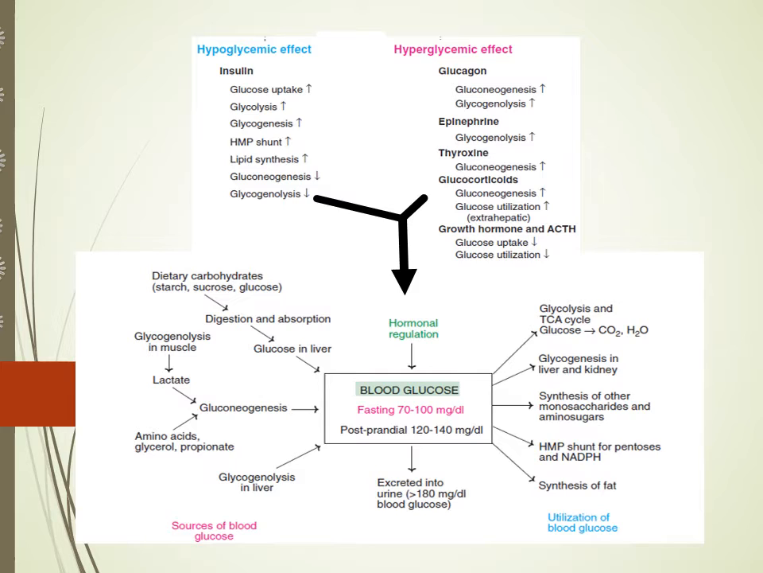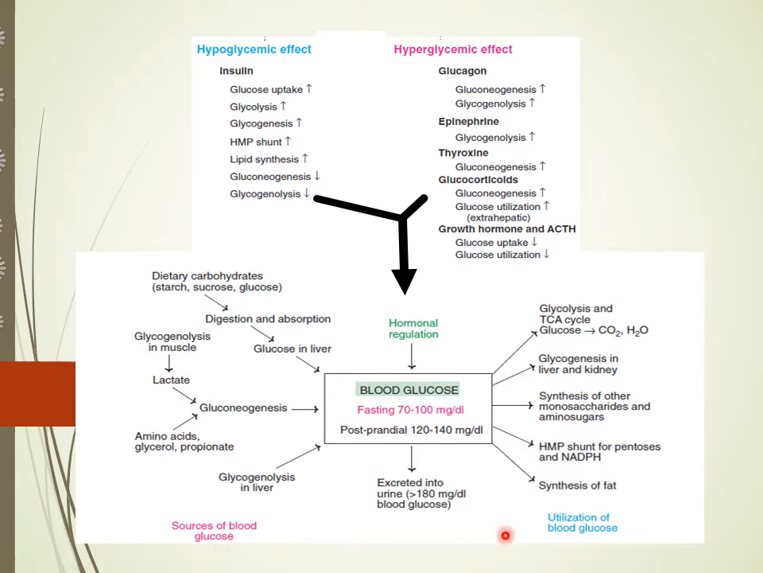Now, we all know that blood glucose during fasting is 70 to 100 mg per deciliter, and 2 hours after having food it is 120 to 140 mg per deciliter, which is also known as postprandial glucose level. The blood glucose pool is maintained in two ways. One, how we get the blood glucose. Second, how we utilize the blood glucose.